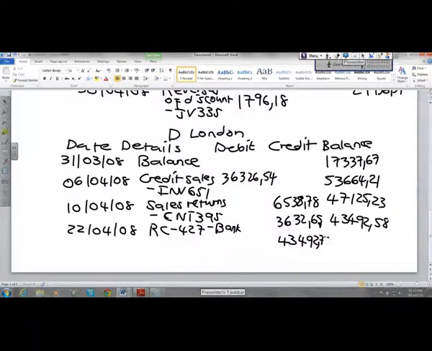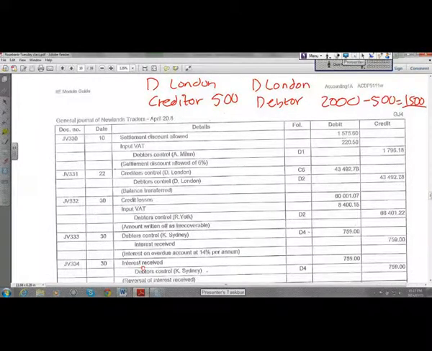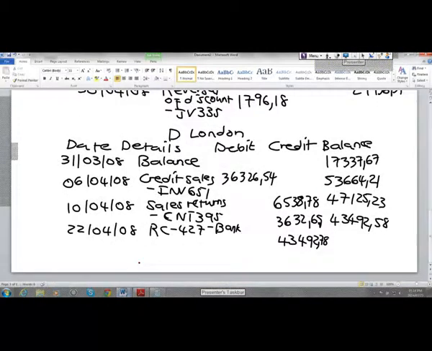43492.78. Okay, so what was the date? Let's just check the date. Okay, so the date was the 22nd. So you're going to say the 22nd, on the 4th. Transfer of credit balance. I'll just say CR to shorten it.